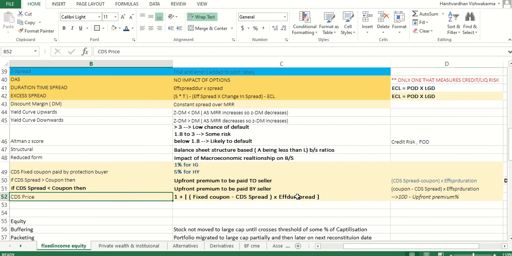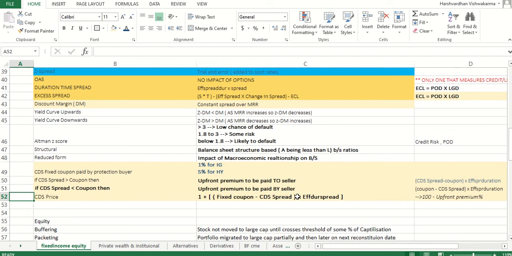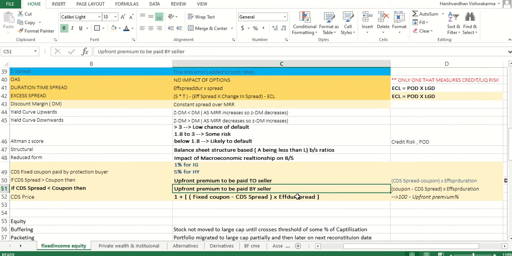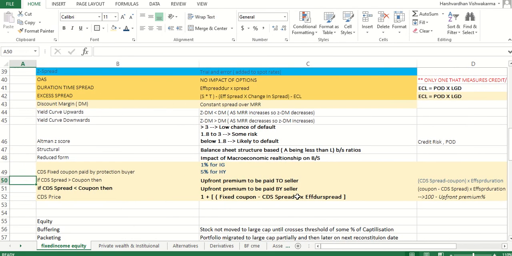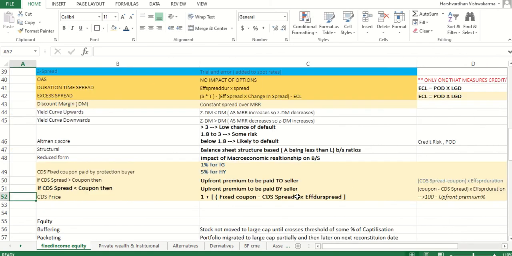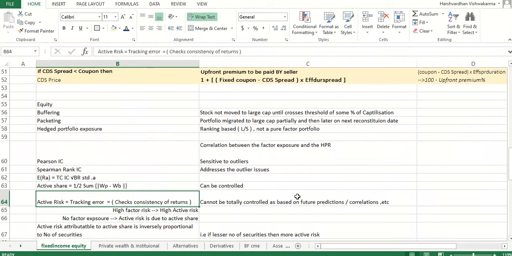One more way to compute the CDS price is 100 minus upfront premium. So if in the exam you are not able to remember this formula, but you know how to compute the upfront premium, which is this one, just do 100 minus upfront premium and you will arrive at the price. So with that, we end the fixed income. Let's quickly move to the equity part.